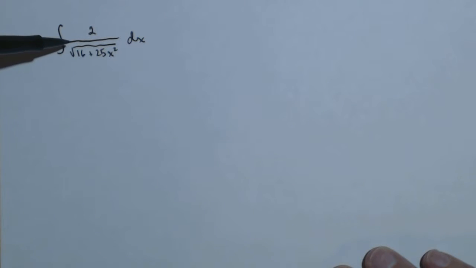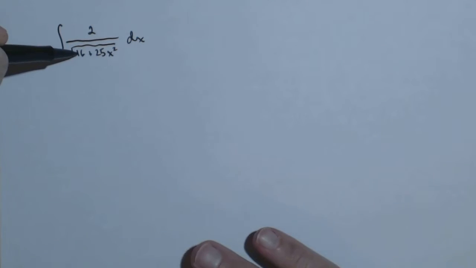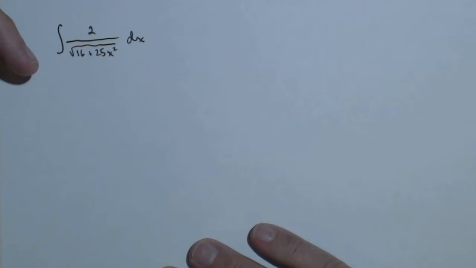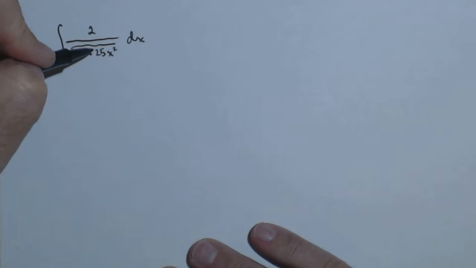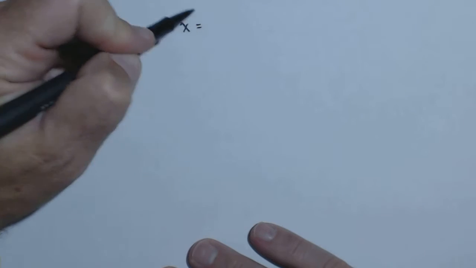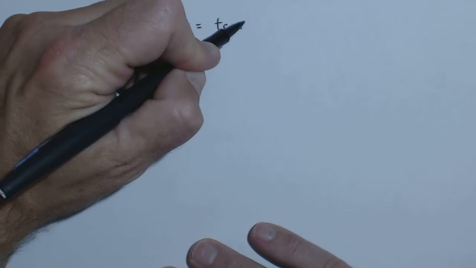So in this video, we're going to find the antiderivative of 2 over square root of 16 plus 25x squared. It's going to be a trig substitution, and I know you're going to use tangent because of the x squared plus a squared nature.